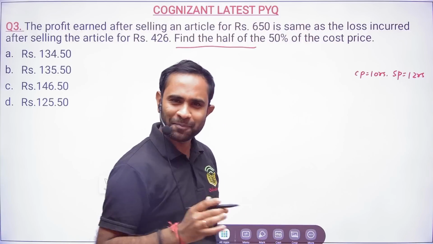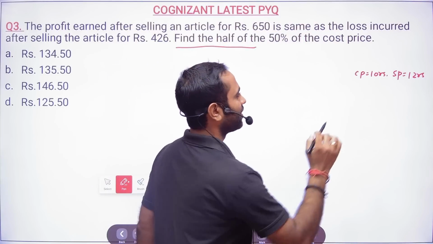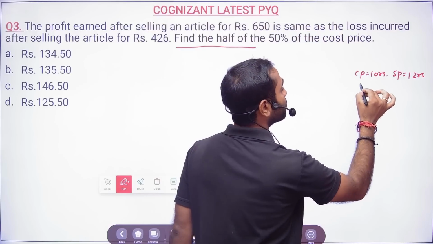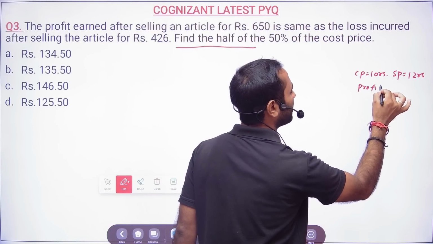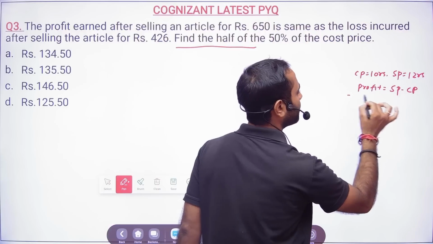So, selling price is suppose 12 rupees, cost price is 10 rupees, selling price is 12 rupees. Then you are in profit. So what will be profit? Sir, it is very clear, sir. Why are you asking? Selling price minus cost price. That means 2 rupees. Okay.